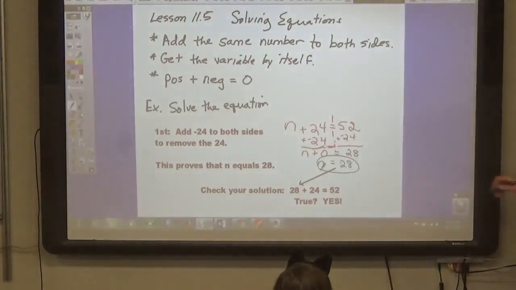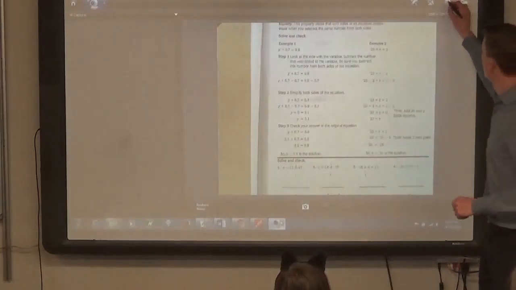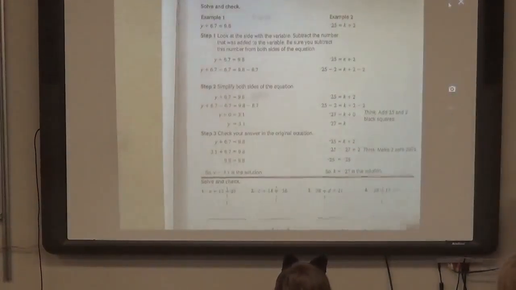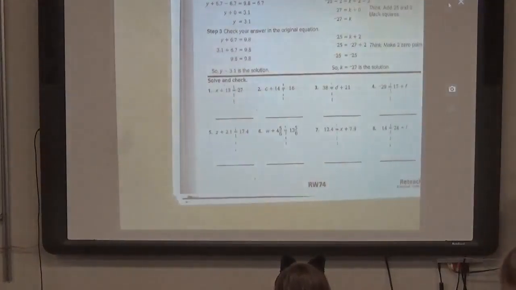Let's do some more examples, all right? This is your assignment for today. And I went ahead and drew these lines on the assignment so that you could see that there are two sides of an equation you have to deal with. You can't just deal with one side. You have to deal with both sides.